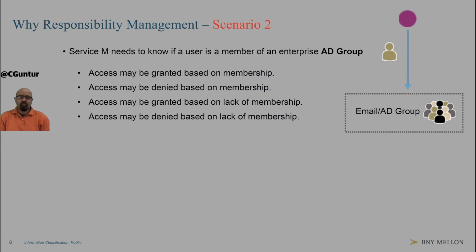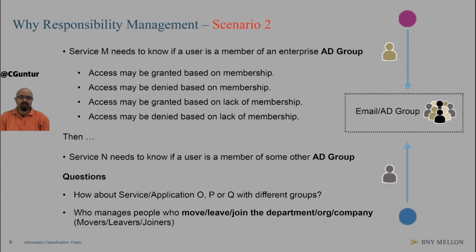The second scenario, very similar to the first, the service needs to know if a user is a member of an enterprise Active Directory or email group. Access, once again, may be granted or denied based upon membership or lack thereof. What if multiple services require the same kind of access for different Active Directory groups? Who manages movers, leavers, and joiners in such a situation?